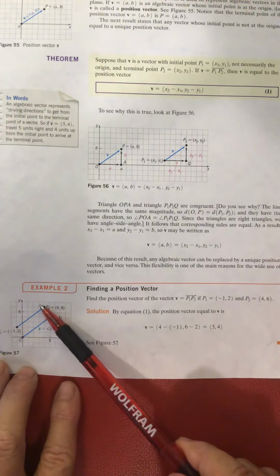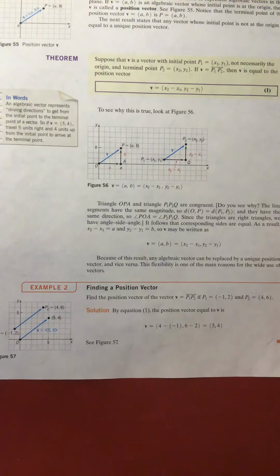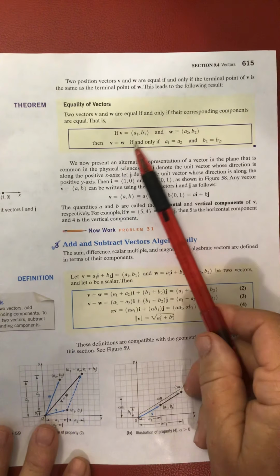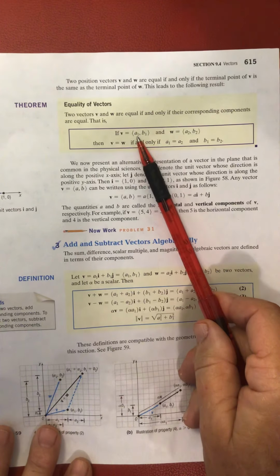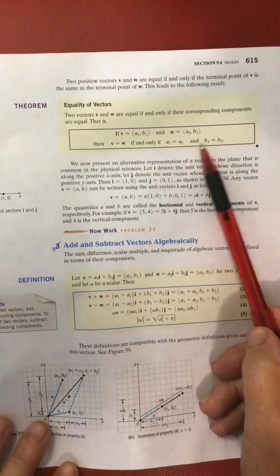These two vectors are equal, same size, and they point in the same direction. Two vectors are equal when, in component form, their first components are equal and their second components are equal.